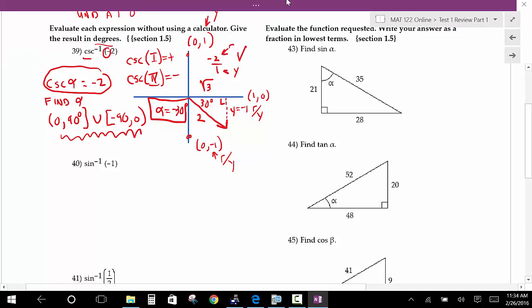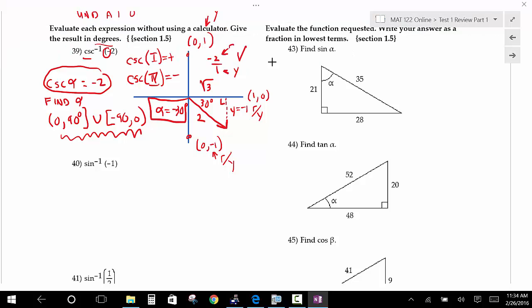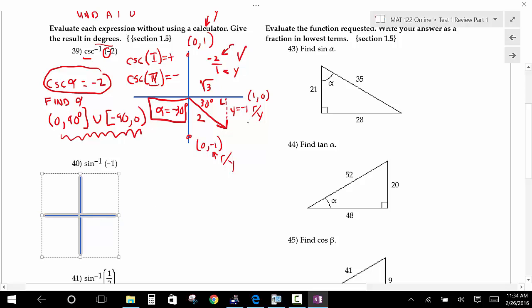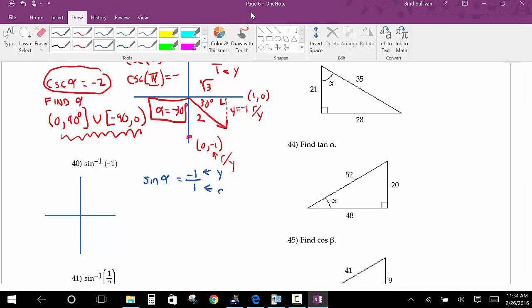Okay, let's see. Next one, again, let's do a diagram on this one. That's always a good way to start off the problems, is by a diagram. And then let's kind of consider what's going on in the problem. So this problem, what it's really saying is the sine of alpha is equal to negative 1. Trying to find an angle that has a sine that's negative 1. Well, you can put that over 1, and then by definition, the sine is y over r. So you want to kind of reason out on a unit circle where such a thing would exist. So you got to think about that a little bit, okay?